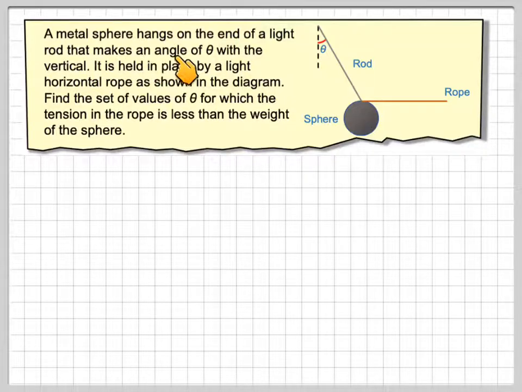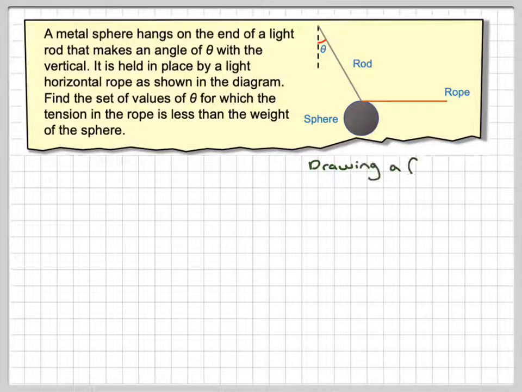A sphere hangs on the end of a light rod, making an angle theta with the vertical. It is held in place by a light horizontal rope as shown in the diagram. So there's a light horizontal rope here. Find the set of values of theta for which the tension in the rope is less than the weight of the sphere.